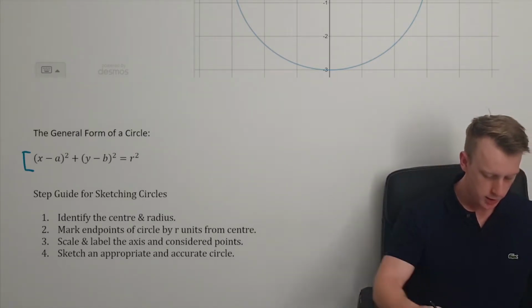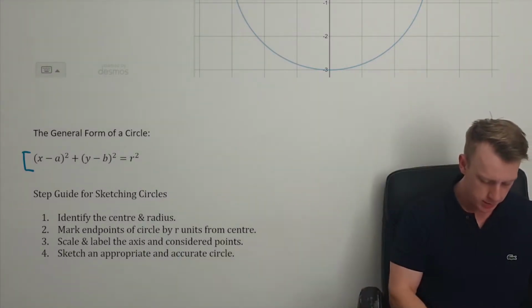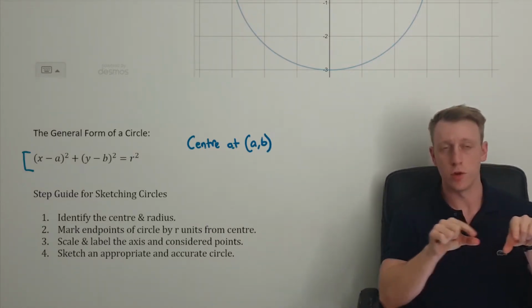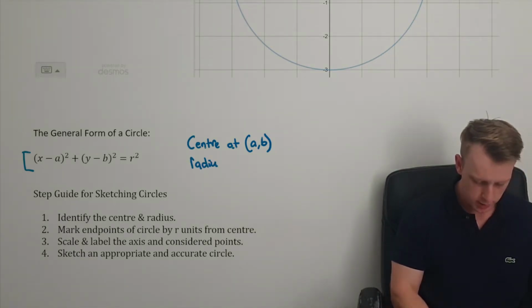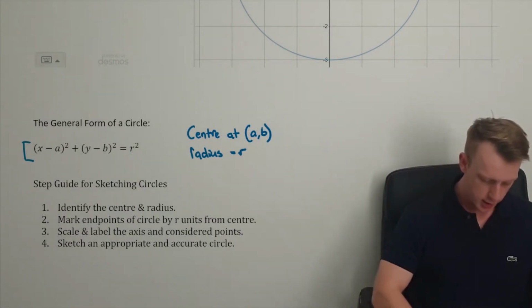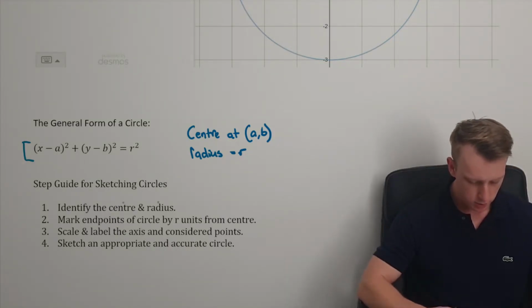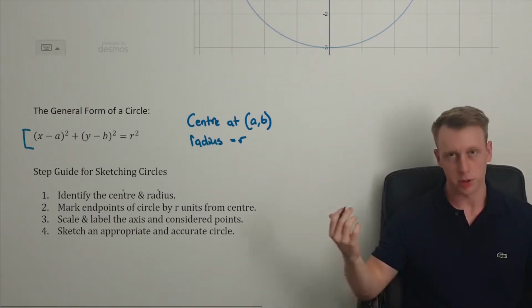That's this guy here: x minus a squared plus y minus b squared is equal to r squared. This means that we've got a center at (a, b), because that's just our vertical and horizontal shifting around the axis, and the radius is equal to r. So when we are sketching, we need to identify the radius and the center. We need to mark the endpoints of our circle, r units out from the center, scale and label the axes, and then sketch an appropriate circle.